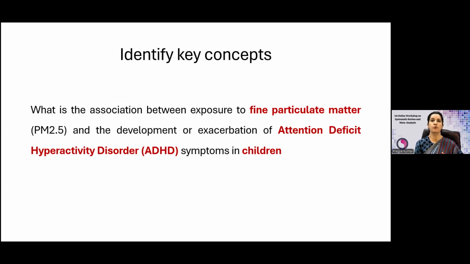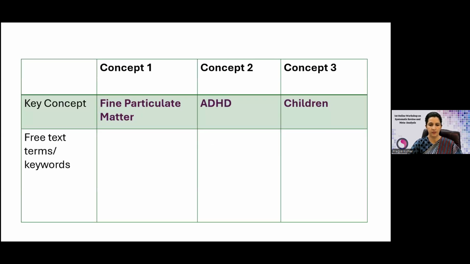So generally, for this review question, I have 3 concepts. First is the PM 2.5 or the fine particulate matter. Second is the attention deficit hyperactivity disorder. And third is the children. So now I have to populate this. So how should I start it?